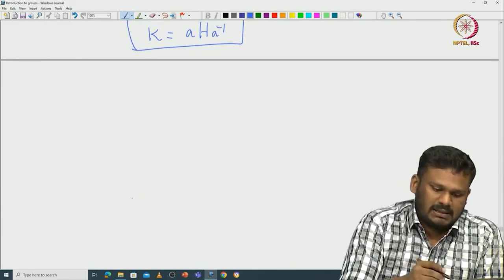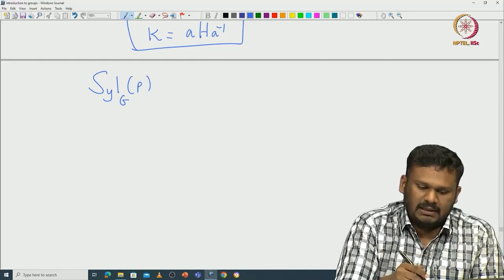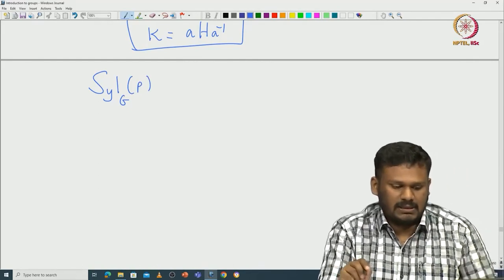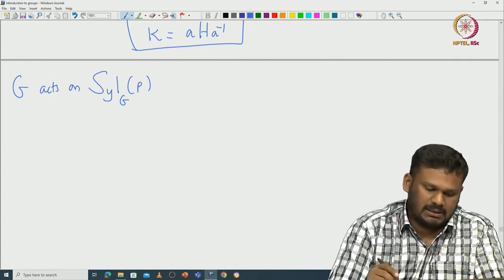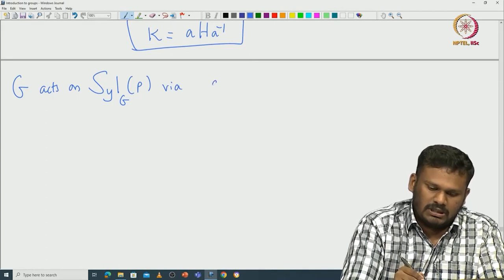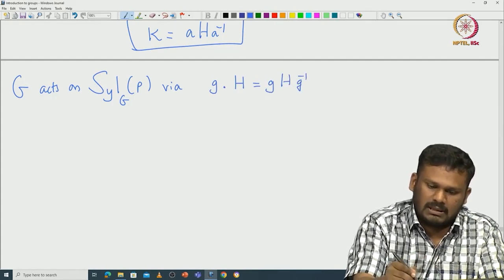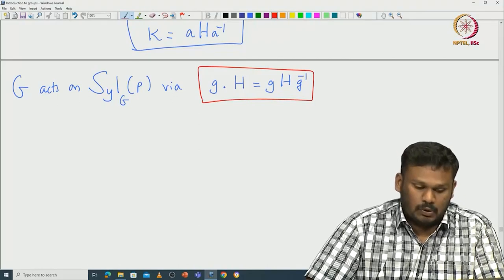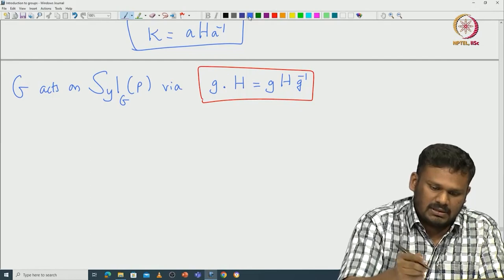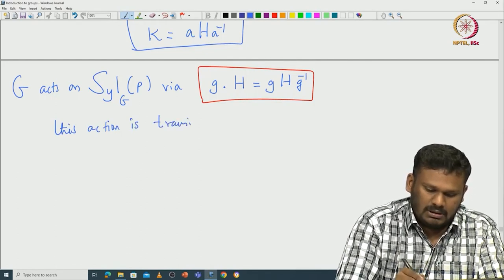Let's try to understand this more closely. If you take the set of Sylow P subgroups, then we can easily see that we can make G act on this set via conjugation. So G dot some group H is nothing but G H G inverse. This is an action. Because any two Sylow subgroups are conjugate, this says that this action is indeed a transitive action.